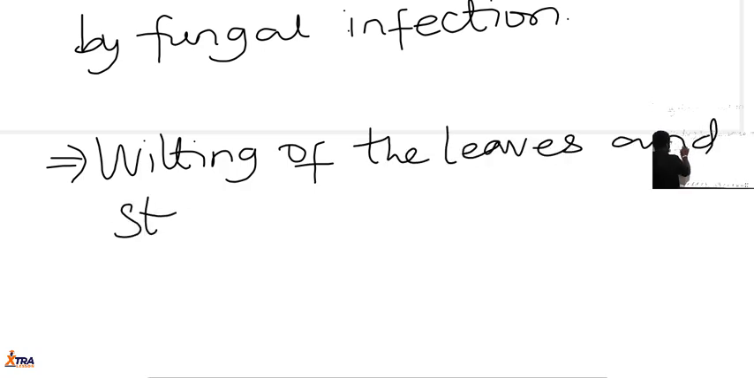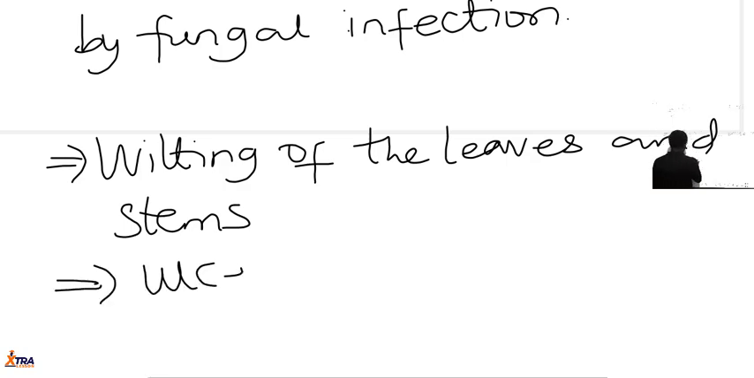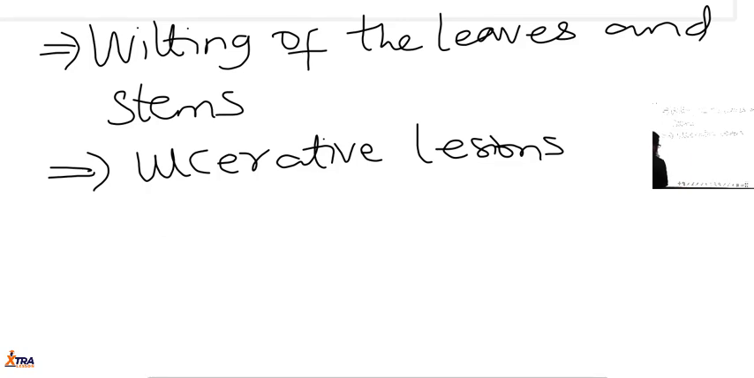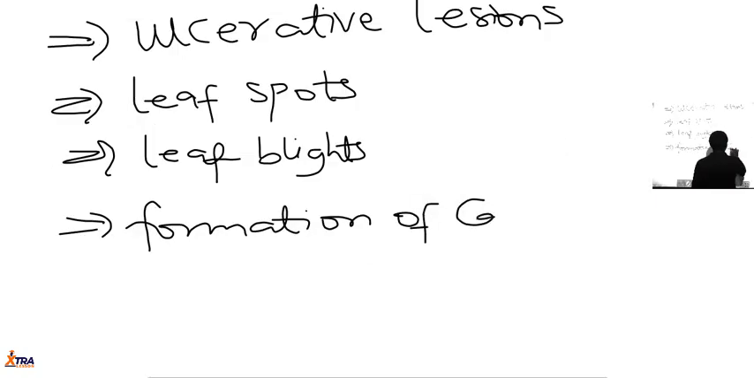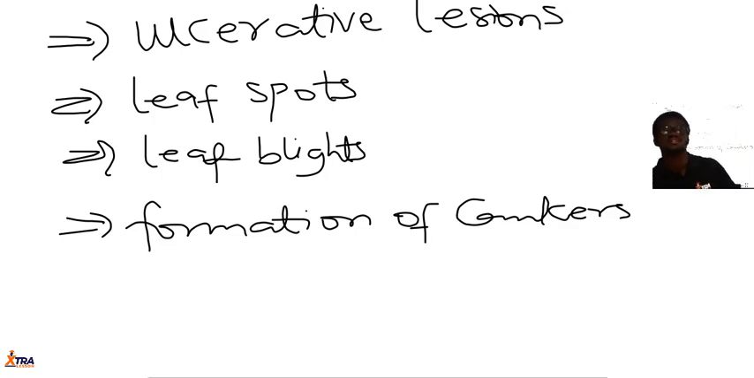That's for fungal infections. Then you also have something called ulcerative lesions. You have blight, leaf spots, leaf blight, and cankers, and formation of cankers. Now, this canker formation is also characteristic of bacterial disease in plants, because there is a disease in plants that is caused by bacteria. It's called citrus canker, and it affects citrus and all its relative family, tomato, oranges, and the rest. So the citrus plant, basically, citrus canker.